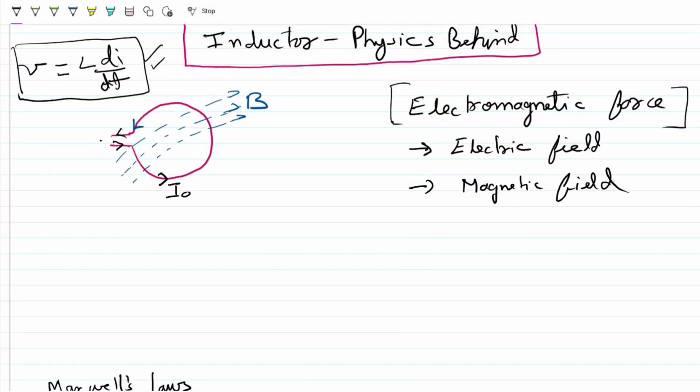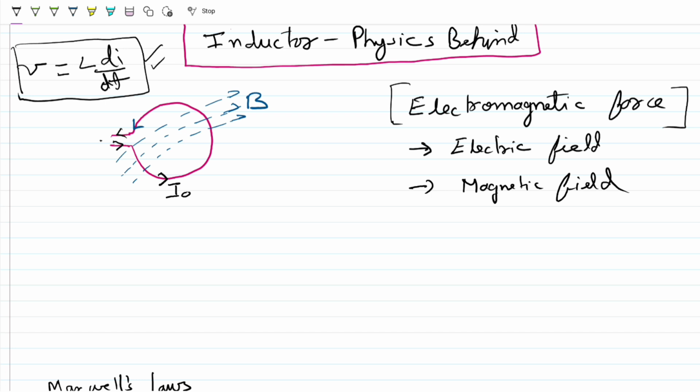In this lecture, we look at the physics behind the inductor behavior. In particular, why does an inductor behave the way it does? The relationship between the voltage and the current across an inductor is given by this equation, where V is equal to L times di by dt.